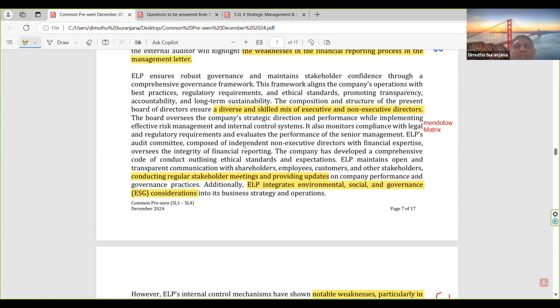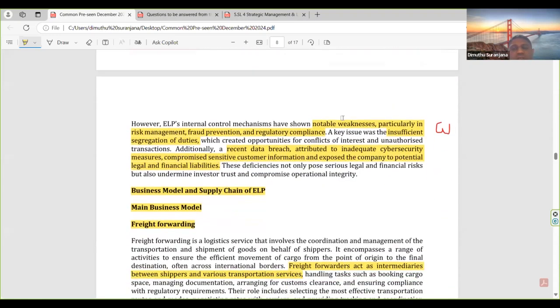So this is more connected with auditing subject. Anyway, so you can do a Mendelow matrix here, a Mendelow matrix to evaluate the different stakeholders who are having interest and power of the organizations.